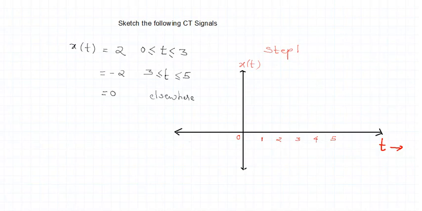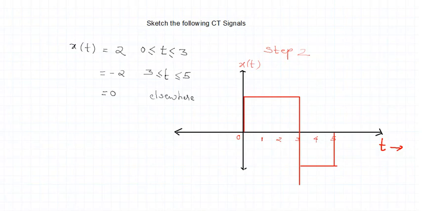Let us now try to plot this. Let us move to step number 2. Step number 2 says now we will plot the signal. Right? So what I have done here is I have plotted the signal. So let us discuss the plotting. Right? What do you understand here? How is the signal plotted? Can you analyze how the signal is plotted?